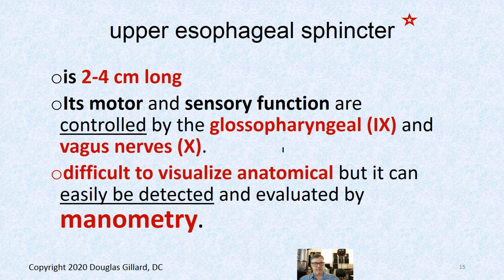Okay, what else can we say about the upper esophageal sphincter? It's 2 to 4 millimeters in length. It has motor and sensory nerves like everything else does. There's a glossopharyngeal nerve, and then there's the parasympathetic vagus nerve that controls it. Motor is glossopharyngeal, sensory is the vagus nerve, and it's difficult to really see this thing except with manometry.